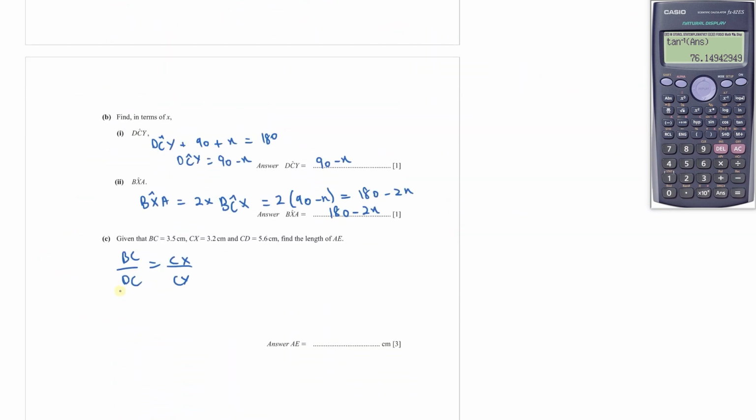So let's substitute the value. BC is 3.5, DC or CD is 5.6, CX is 3.2, and CY is unknown. So if I cross multiply, I'll get CY equals 3.2 into 5.6 divided by 3.5. So 3.2 multiplied by 5.6 and then divided by 3.5. So this is 5.12. CY is 5.12 centimeters. So now length AE is how much?